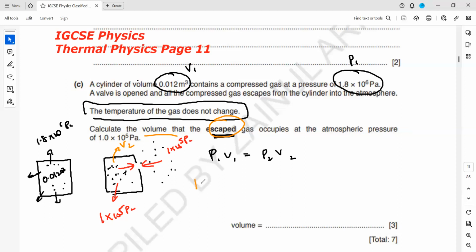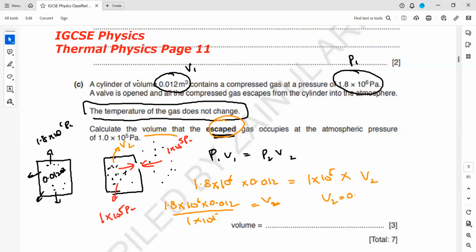The first pressure was 1.8 × 10^6. The first volume was 0.012. The second pressure is 1 × 10^5 Pascal, which is atmospheric, and we'll find V2. One exponent 5 is multiplied, on the other side it will be divided. So it will be 1.8 × 10^6 times 0.012 divided by 1 × 10^5 Pascal. This will give us how much gas is still there in the cylinder, which is 0.216 meter cube.